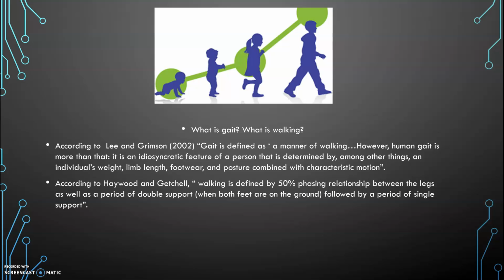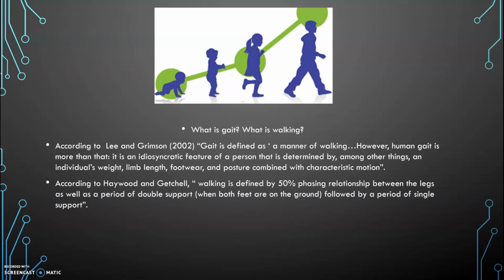Before we begin, we need to define what is gait and what is walking. According to Lee and Grimson, gait is defined as a manner of walking. However, human gait is more than that. It is an idiosyncratic feature of a person that is determined by, among other things, an individual's weight, limb length, footwear, and posture combined with characteristic motion.